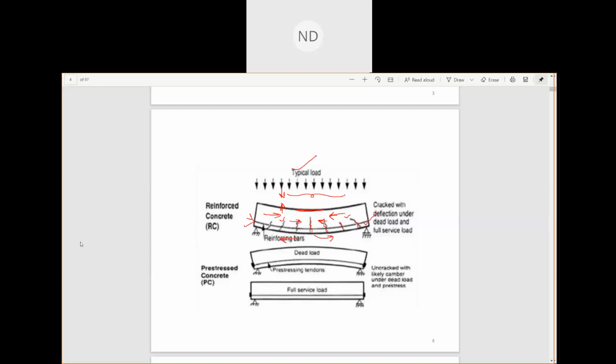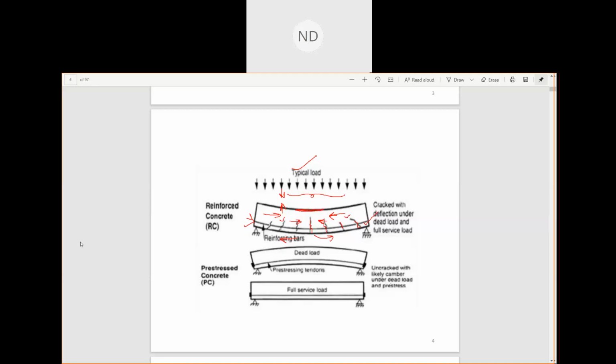Do you know what a tendon is? Yes, ma'am. Steel wires. Like the wires, when we take three or four high strength steel wires together, they become a strand, and when we take two or three strands, they will form a tendon.